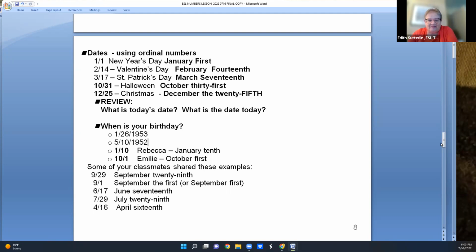Halloween, what date is that? It is October 31st. Let's say that together. October 31st. Notice how it ends F-I-R-S-T. It's not a T-H. The same as our ordinal numbers. We're going to have to learn those. 1st, 2nd, 3rd, so October 31st.